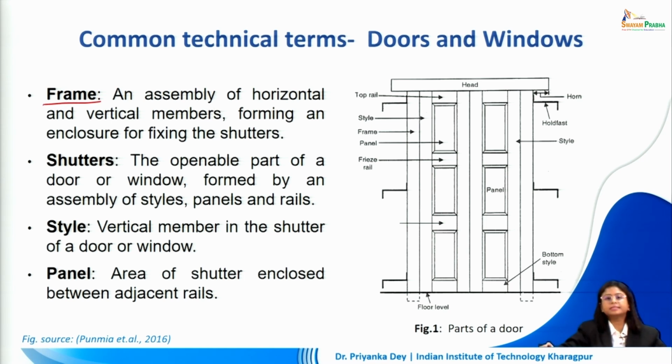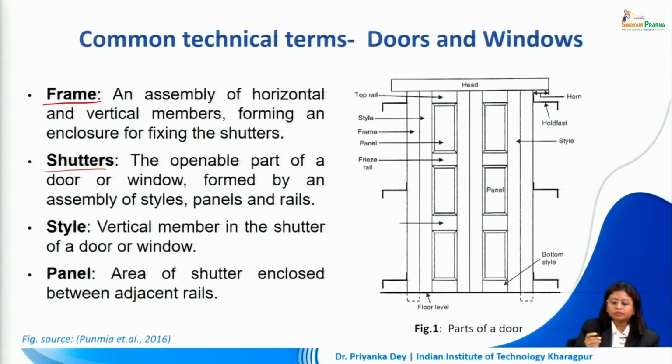We all know what this is, but by definition it's an assembly of horizontal and vertical members forming an enclosure for fixing the shutters. So that means the frame is the outside vertical and horizontal members within which the door will be fixed. So the frame is fixed in the wall, the door is fixed in the frame.